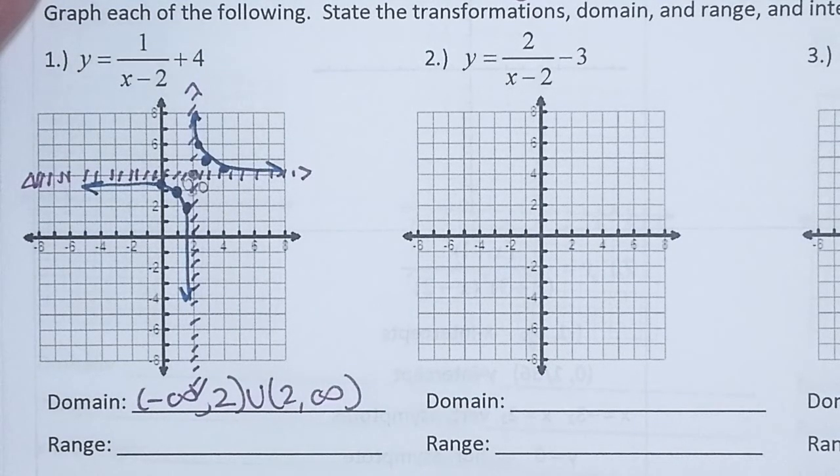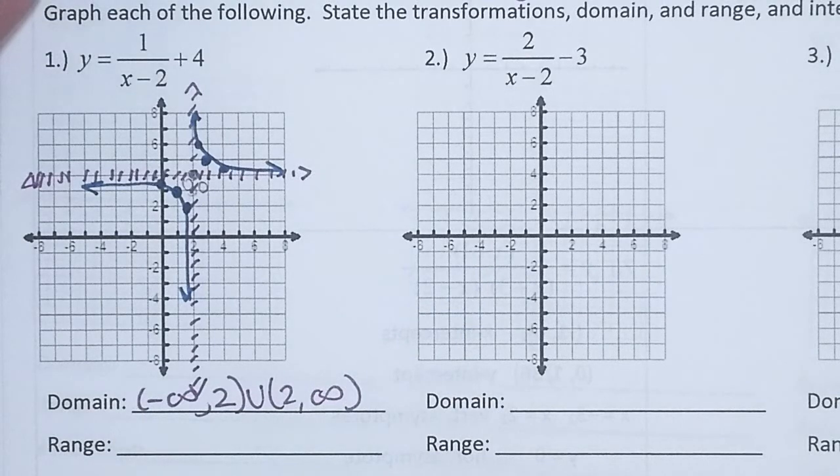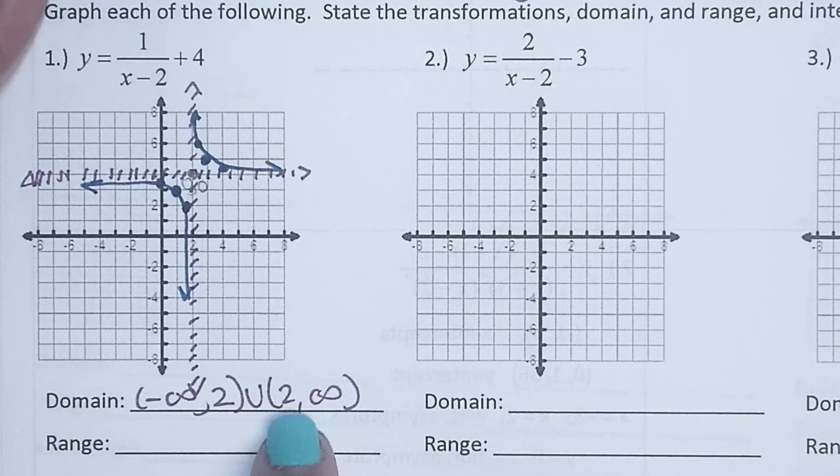Or you can write it how I did on the answer key. I think on the answer key, for my domain, I put x such that x doesn't equal 2. But I'm just going to leave it as interval notation here. Same thing for the range.